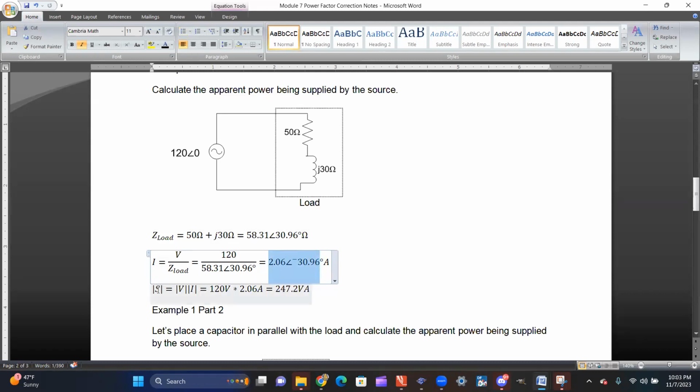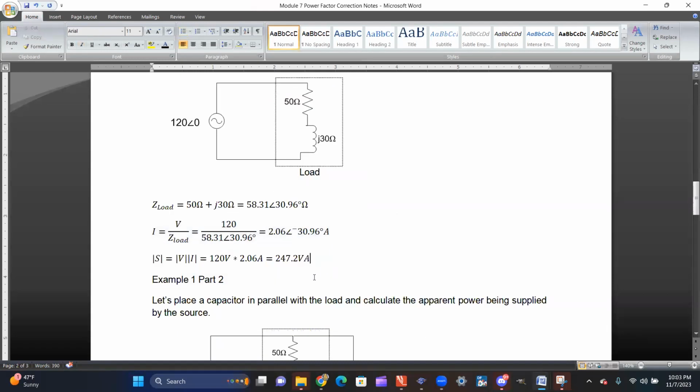All right, so calculate the apparent power. Remember, the apparent power is the magnitude of the complex power. So all we need is the magnitude of the voltage and the magnitude of the current, multiply them together, and we get 247.2 volt-amps.